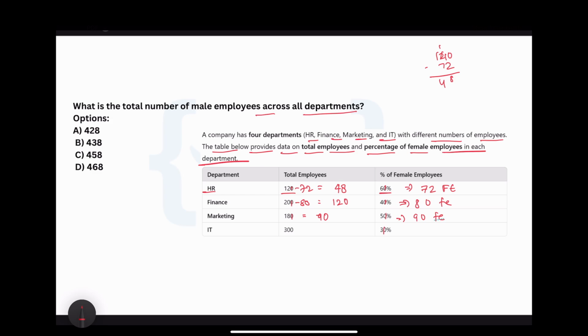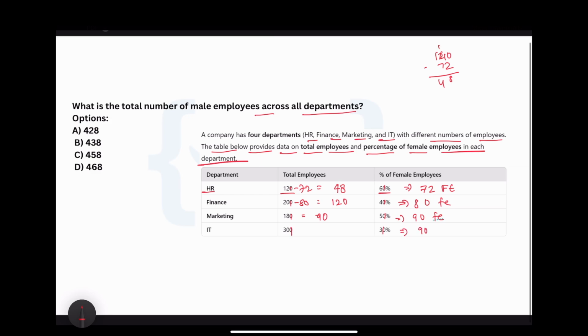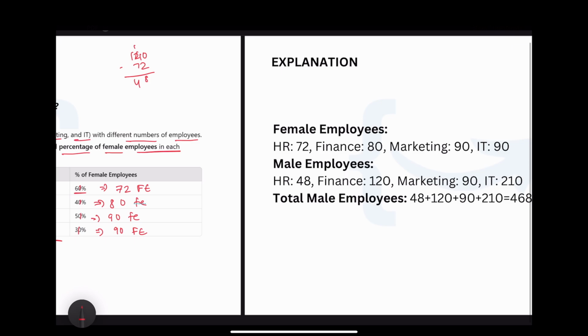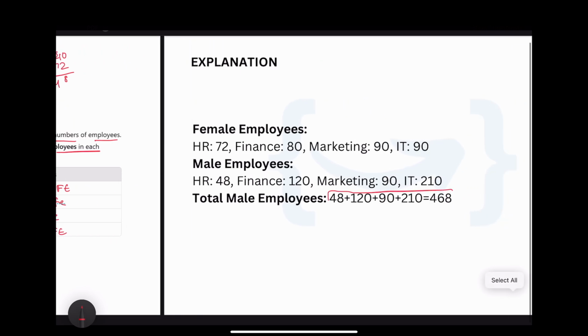In IT you just need to remove this, so there are 90 females in IT, and if you subtract 90 from here, you will get 210 male. Now you need to find the total number of males. So just find the summation and you will end up with your answer. So we have 468 as the answer. Yes, 468 as the answer.